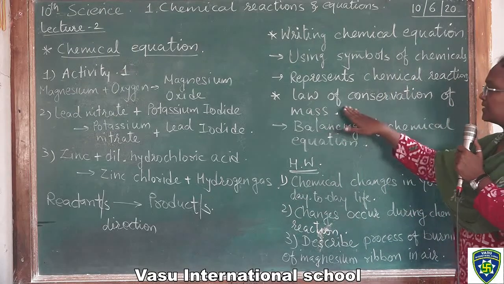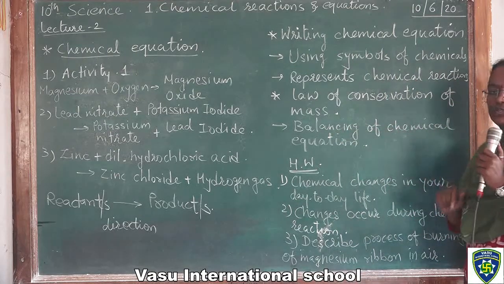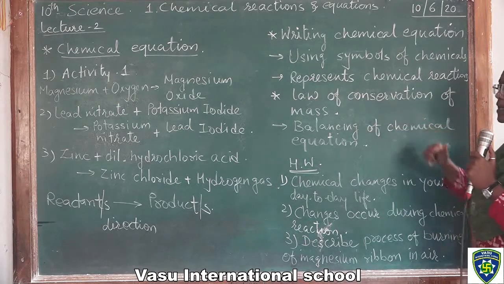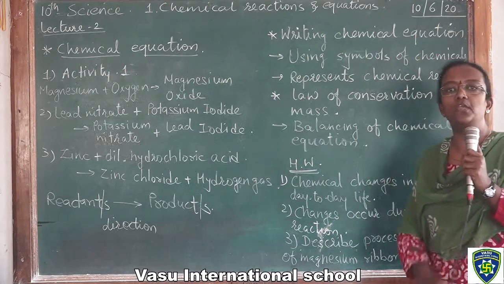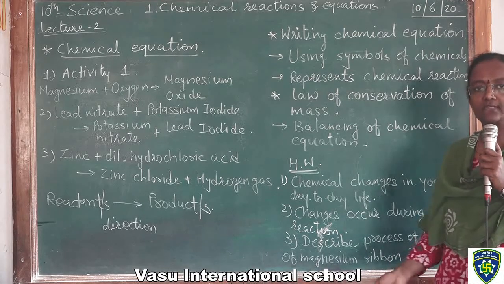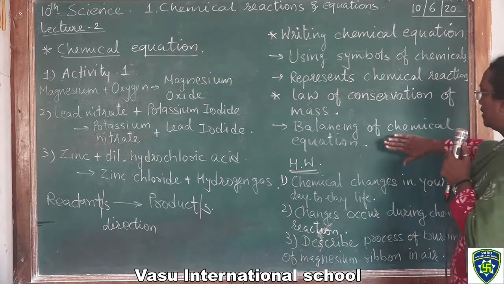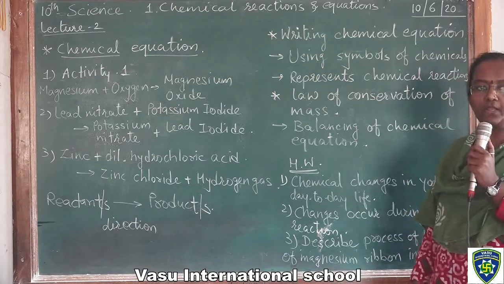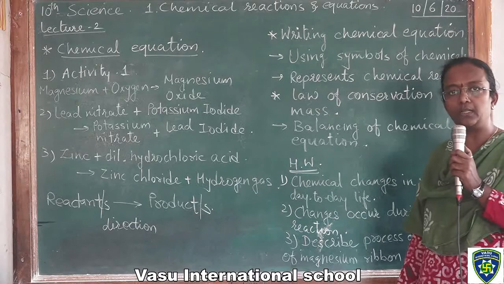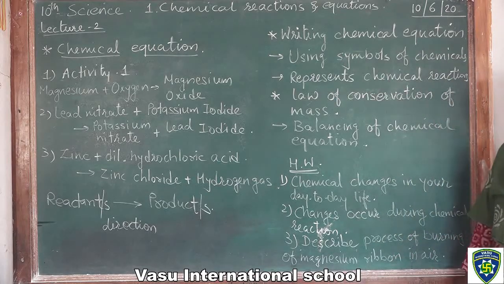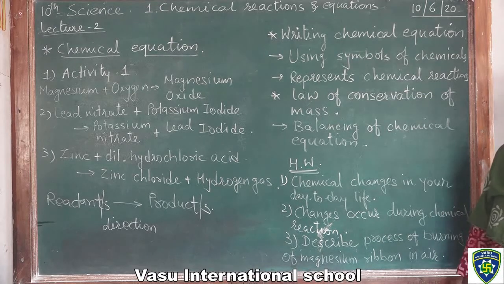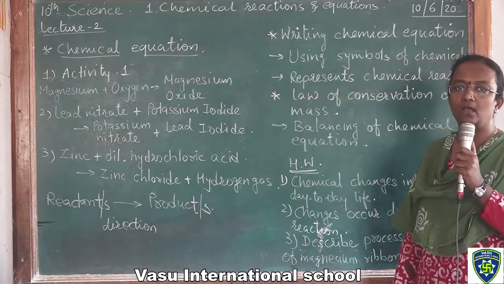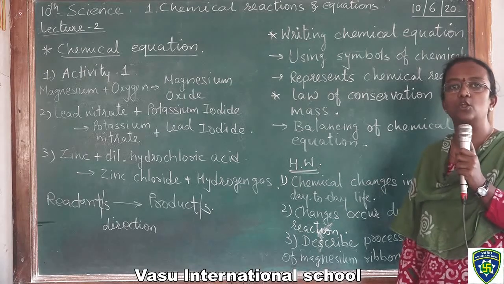Clear? Next point is balancing of chemical equation. According to the law of conservation of mass, you need to balance the chemical equation, which we will learn in the next lecture. Whenever any right chemical equation is to be written, it is necessary that it is balanced. An unbalanced chemical equation is called a skeletal equation, in which the number of atoms of reactants and products being equal is not necessary.